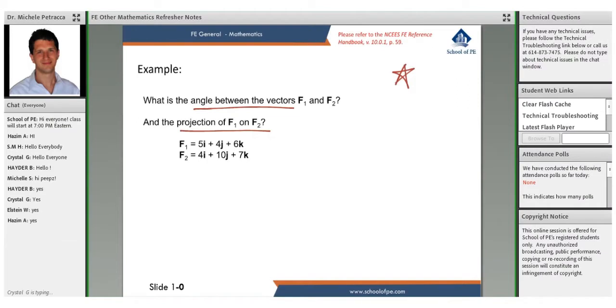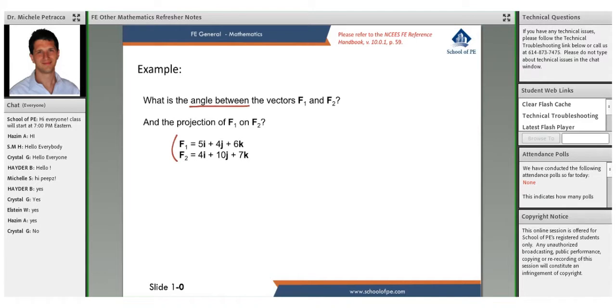Then I start the problem that tries to basically recap the whole thing. It's essentially two problems in one. Let's start from the first one. If you have the coordinates of two vectors, how do you find the angle between them? We use the dot product, okay?